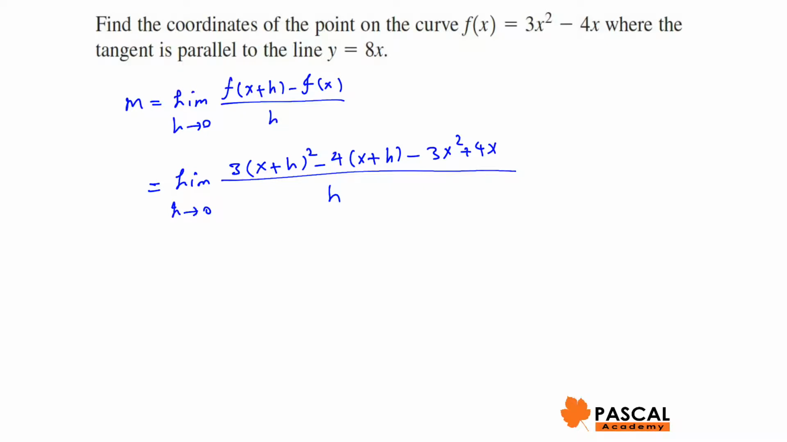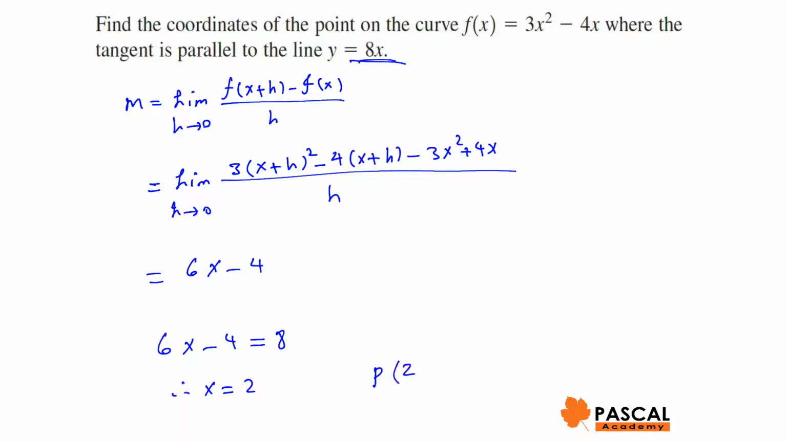We assume the x coordinate of the point that we are looking for is x, and we find the slope of the tangent line at x. We expand the numerator and simplify it as usual. By doing this, the limit would be 6x minus 4. When two lines are parallel, their slopes are the same, therefore 6x minus 4 must be 8. The slope of this line is 8. From here, x is 2.